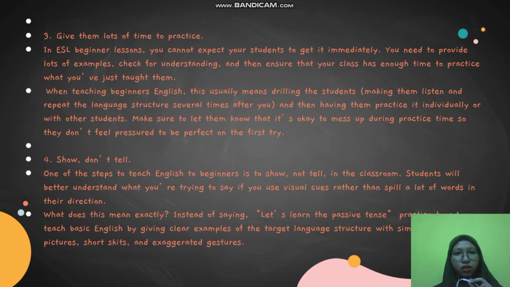Fourth, show, don't tell. One of the steps to teach English to beginners is to show, not tell, in the classroom. Students will better understand what you are trying to say if you use visual cues rather than spill a lot of words in their direction. What does this mean exactly? Instead of saying, let's learn the passive tense, practice how to teach basic English by giving clear examples of the target language structure with simple drawings, pictures, short skits, and exaggerated gestures.